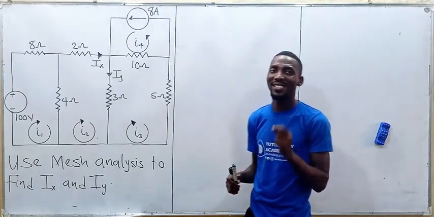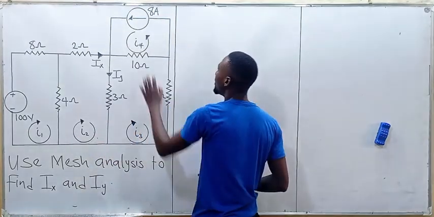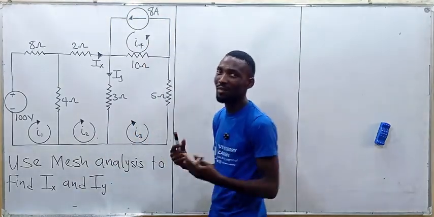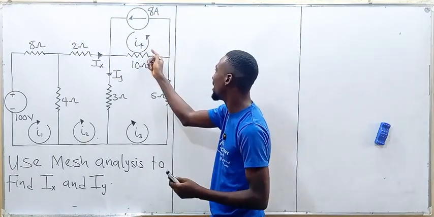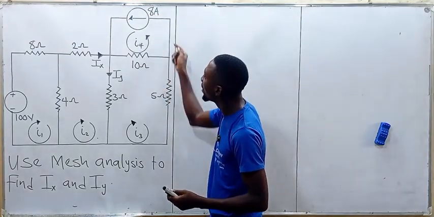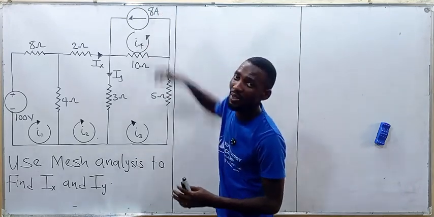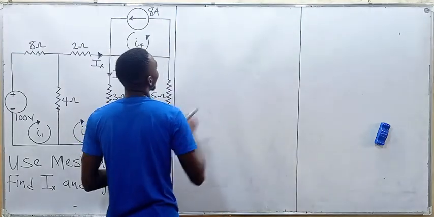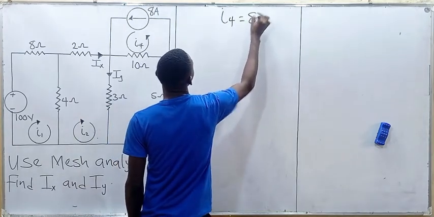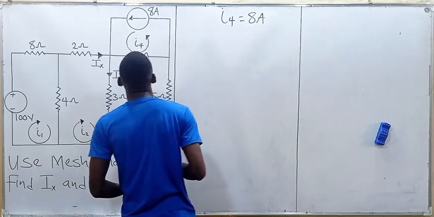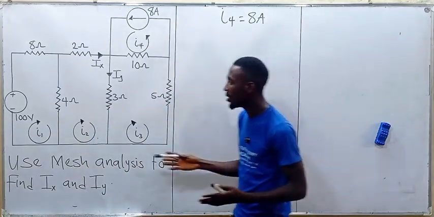So the first thing is to assign our mesh current. I've assigned mesh 1, mesh 2, mesh 3, mesh 4. And if you look at what I did in mesh 4, since mesh 4 is just a current that is going in that direction, I allow my currents to go in that direction, so that when they are going in the same direction, I4 will be equal to what? I8. So directly from there, without doing much work, I know that I4 will be equal to 8 ampere.